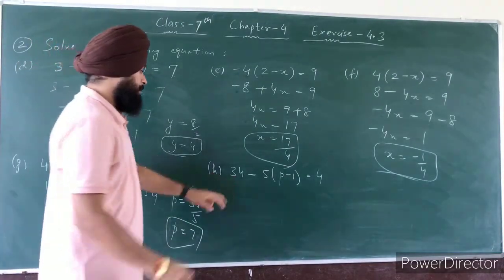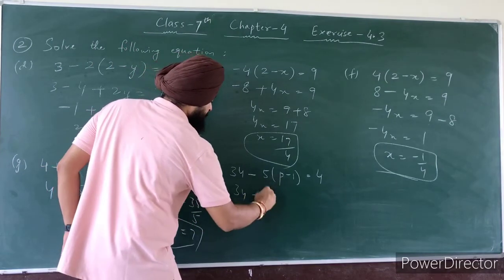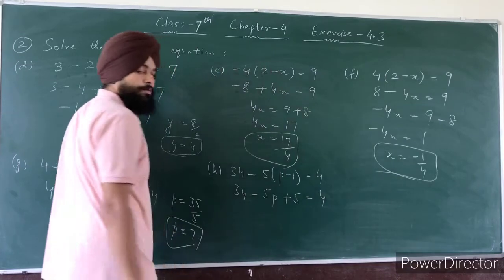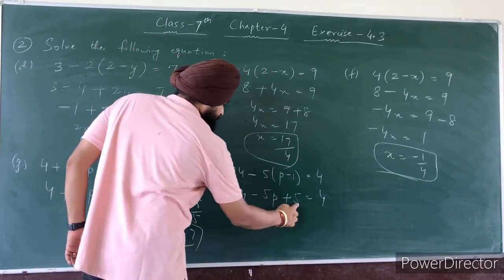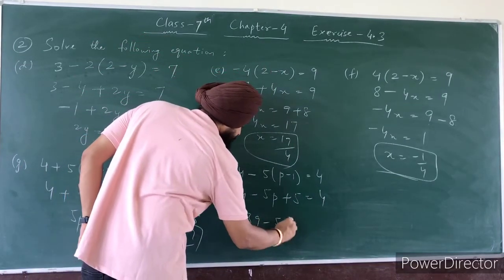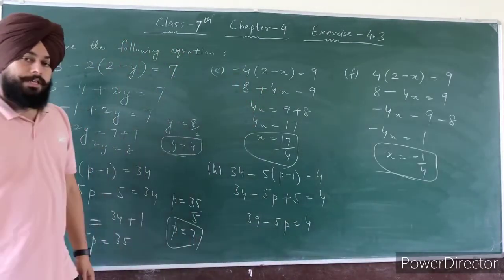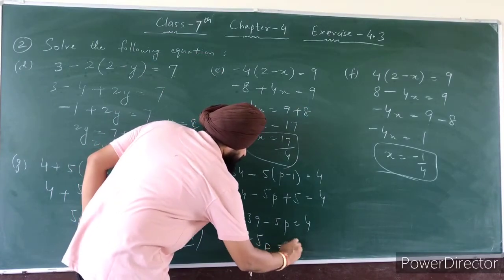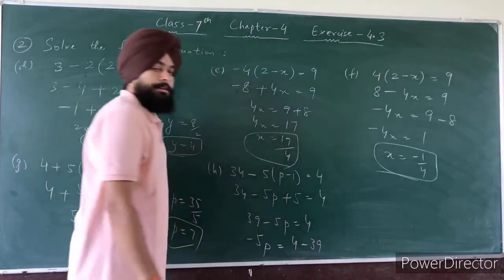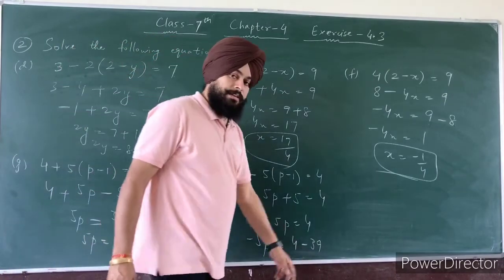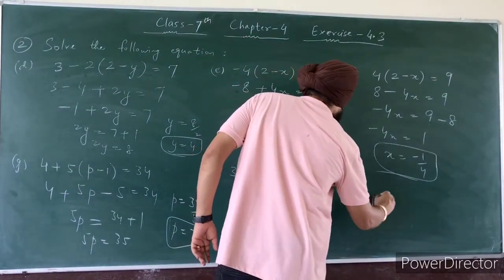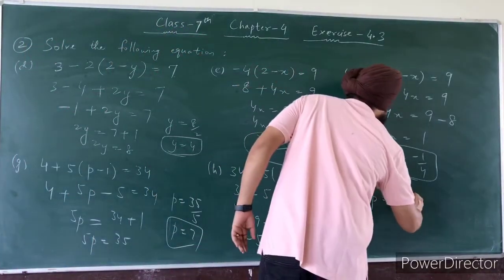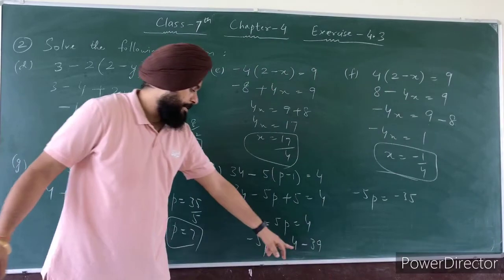Last, H part. 34 minus 5 into (p minus 1), 5p minus minus plus 5 ones 5, is equal to 4. Or 34 plus 5, 39 minus 5p is equal to 4. Now take this 39 to the right hand side. It is 4 minus 39. Alright. Now 4 minus 39, how much? 39 minus 4 is 35. And which sign comes? Minus sign because 39 is greater.